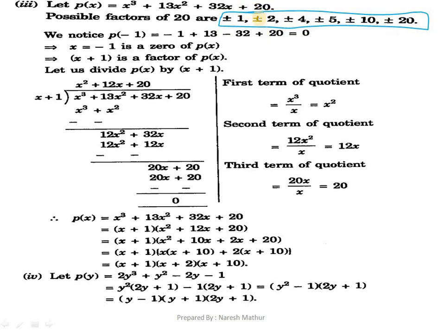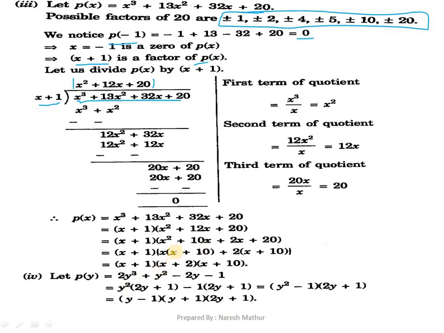So in this question, if we try, we'll get the value of the whole polynomial 0 at minus 1. So p of minus 1 is 0. It means when x equals minus 1 gives 0, then we can say x plus 1 would be a factor of p of x. Now this x plus 1 will divide the given cubic polynomial, so that we can get x square plus 12x plus 20 as a quotient.